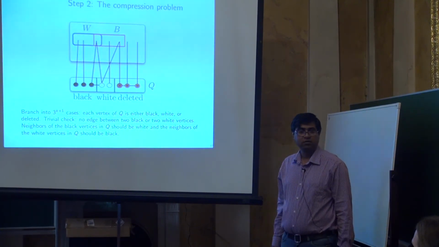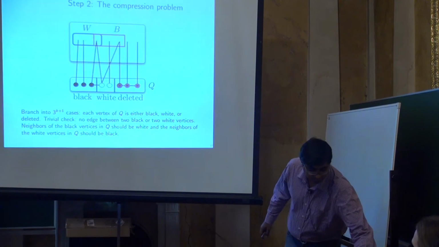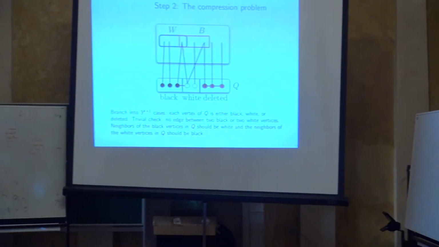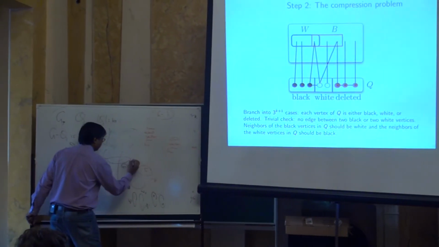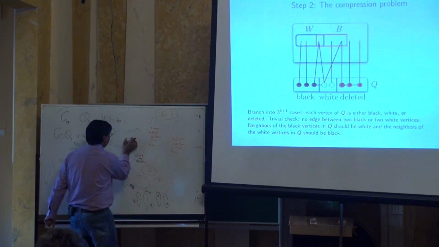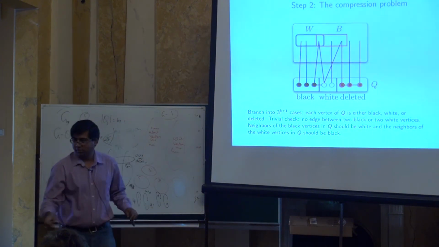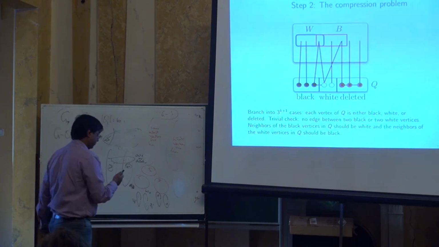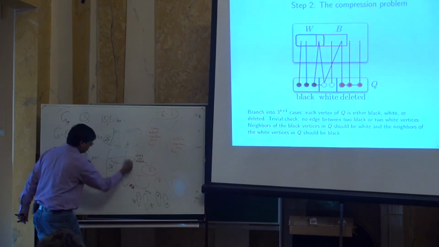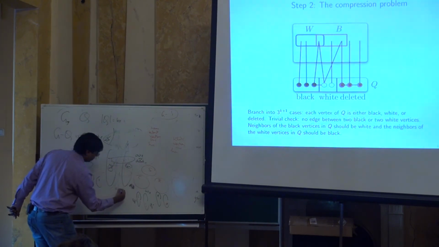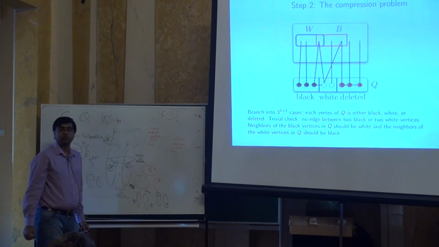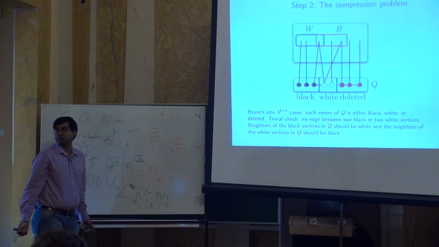Right? Look at the neighbors of black guys, right? Either this is what? White or deleted. And what are the neighbors of white? Neighborhood of this, either black or deleted. Right? This is it.